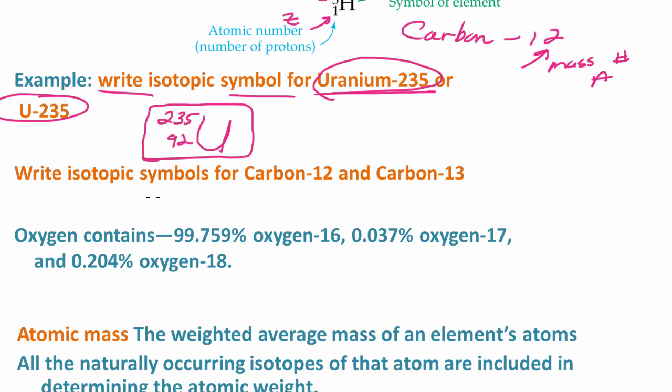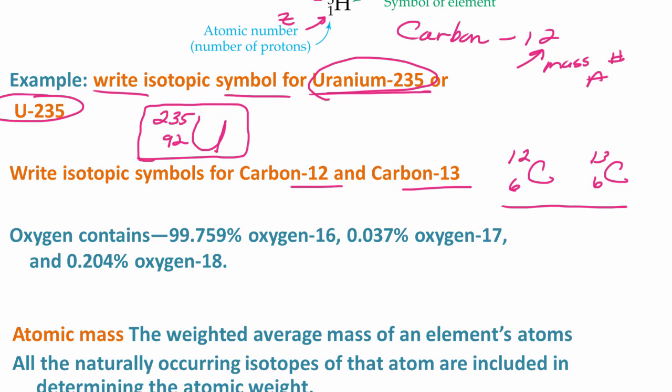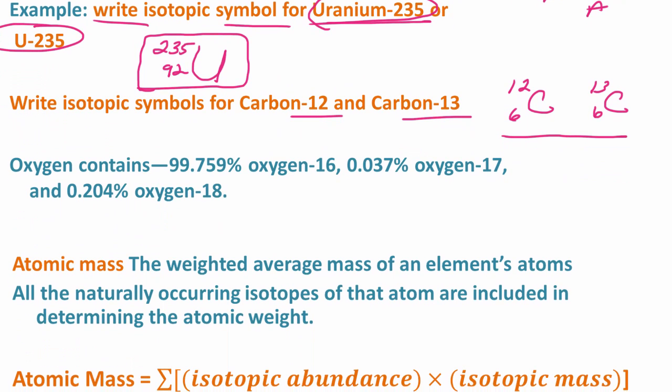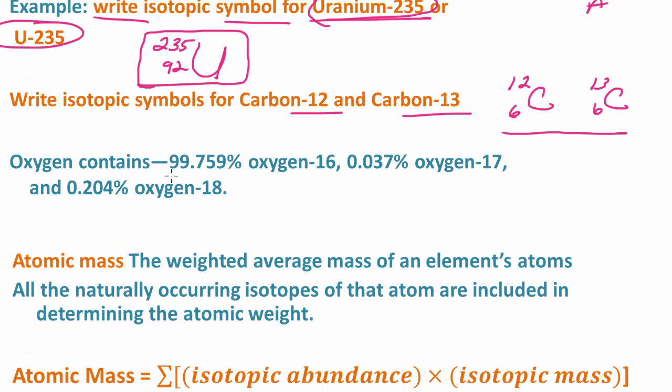Here they want isotopic symbols for carbon-12 and carbon-13. So here's the mass number, and we know Z for carbon is 6. And then for carbon-13, mass number, and Z is 6. So these are the isotopic symbols for carbon-12 and carbon-13. Okay? Turns out, as I said, many of the naturally occurring elements are a mixture of isotopes.